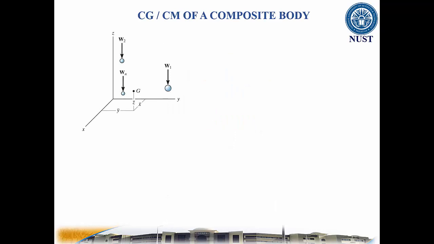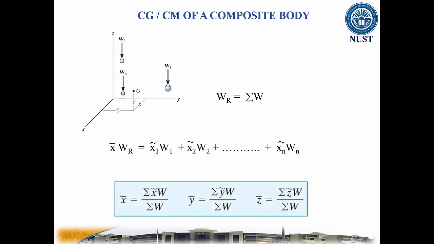Consider a composite body which consists of a series of particles or bodies. The net or resultant weight is given by this equation. Summing the moments about the y-axis, we get this relation, where x1 represents the x coordinate of W1, etc. Similarly, we can sum moments about the x and z axes to find the coordinates of G.